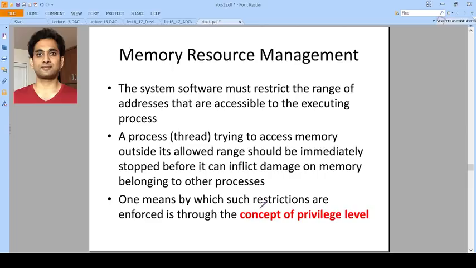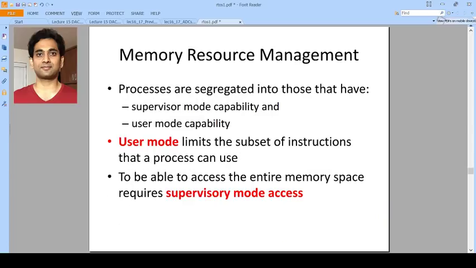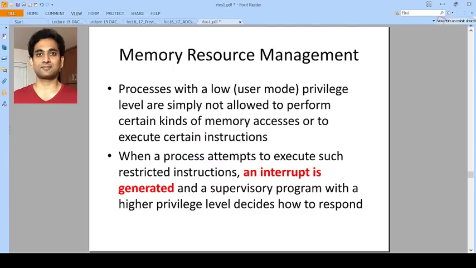Okay, and then this is handled by the idea of privilege, by setting different tasks to have different privileges, and depending on the privilege, certain regions of memory may or may not be available to a task. If a user mode task with a lower privilege, by mistake or inadvertently, tries to change the contents of memory that are beyond its scope, then an interrupt is generated. Let me say that one more time. If a process tries to change memory that is beyond its scope, then an interrupt is generated.